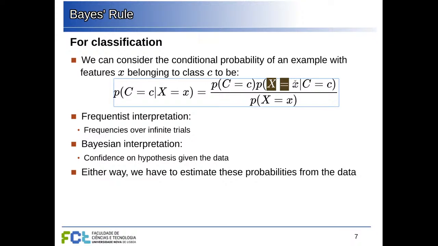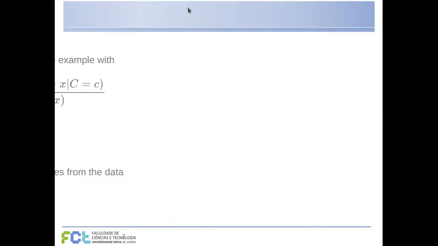This is the probability of having those particular features if it belongs to that class, so how frequent these features are in that particular class, and then divided by the probability of any point having those features. We can think of these either as frequencies or as a measure of the confidence with which we can assign the class. But either way, if we estimate these probabilities from the data, we can classify our examples.